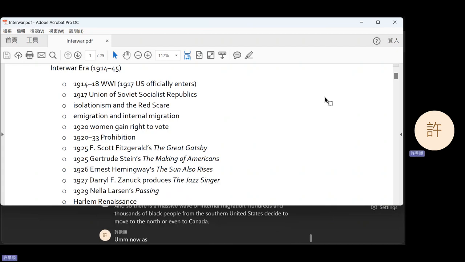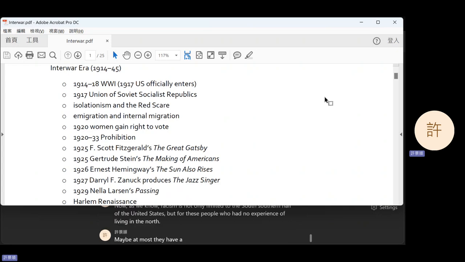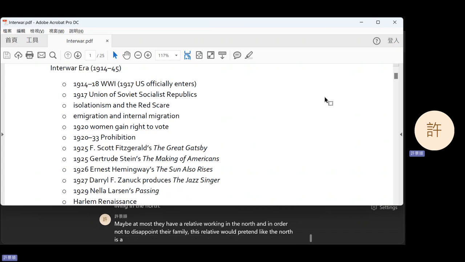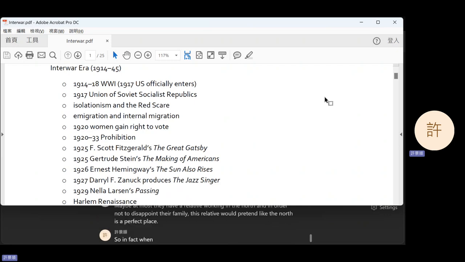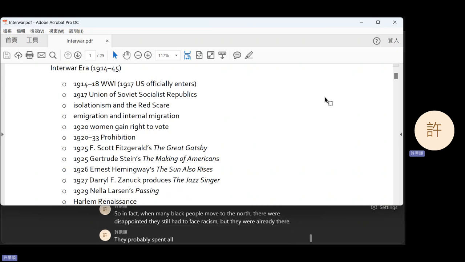Now, as we know, racism is not only limited to the southern half of the United States, but for these people who had no experience of living in the north, maybe at most they have a relative working in the north, and in order not to disappoint their family, this relative would pretend like the north is a perfect place. So in fact, when many Black people moved to the north, they were disappointed. They still had to face racism, but they were already there. They probably spent all their money to get there. They probably couldn't move anywhere else. And, you know, they're not going to move back to the south, right?